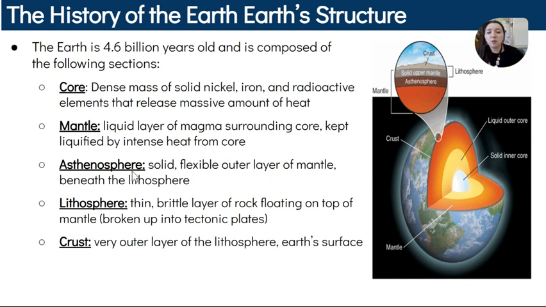Then we have the asthenosphere. It's a solid, flexible outer layer of the mantle beneath the lithosphere. The lithosphere is this thin, brittle layer of rock floating on top of the mantle, and it's broken up into plates. And on the lithosphere, we have the crust. It's the very, very, very outer layer of the lithosphere, and it's essentially Earth's surface.